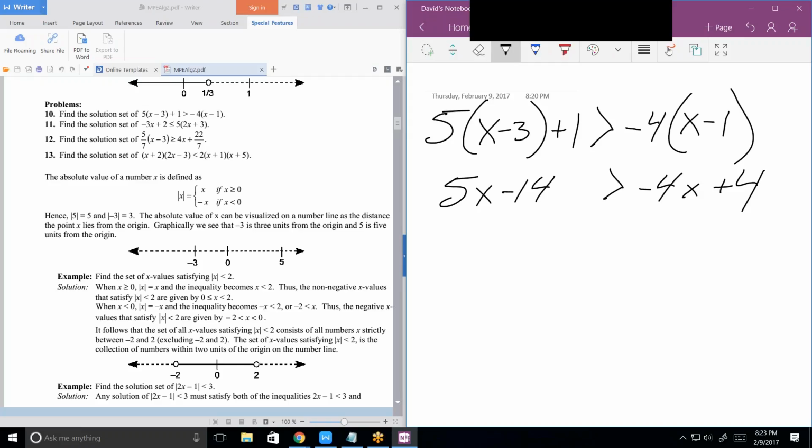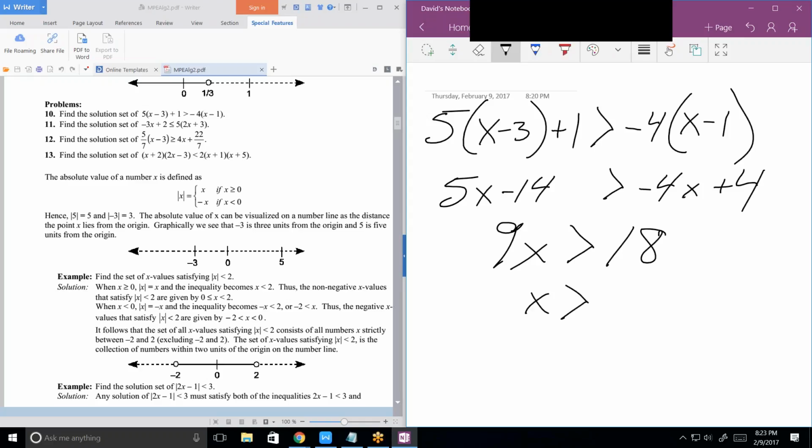Would you add 4x to the left side? Correct. Okay. So it would be 9x minus 14 is greater than 4. Okay, and then the next line? Then you'd add 14 to the right side, so it would be 9x is greater than 18. Yeah. Next line? X is greater than 2.